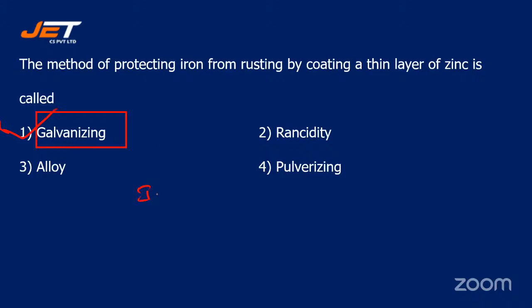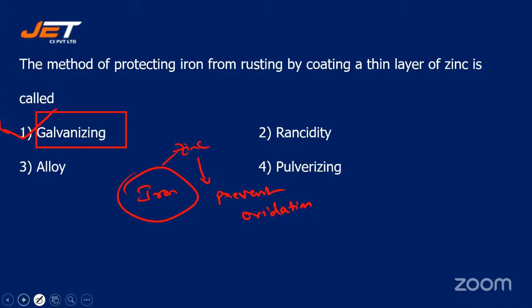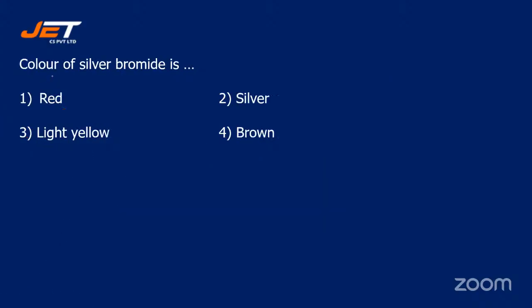Galvanizing means when you take iron and coat zinc on it. This will prevent oxidation, or the series of free radical reactions which is happening. If you cut off that type of reaction, definitely you can prevent iron from rusting. That is the purpose. Next question. What is the color of silver bromide? Red color, silver color, light yellow or brown? Let us see who will answer this question. What is the color of silver bromide, guys?